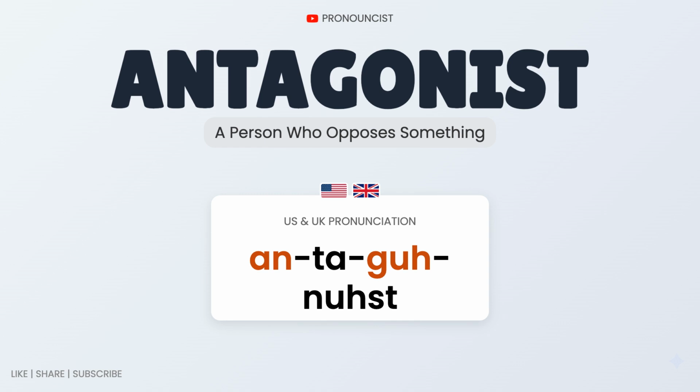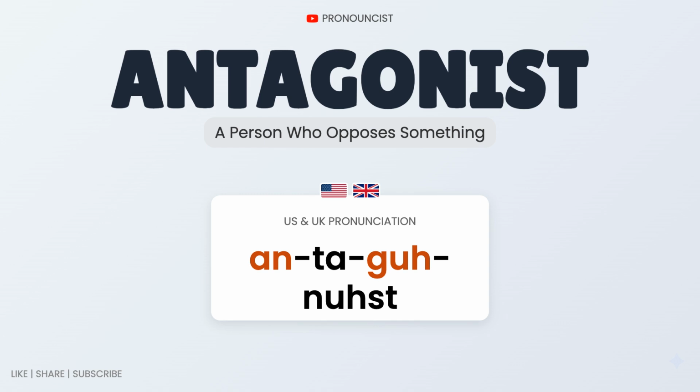Antagonist. Stress t. Keep g soft and end with nust clearly. Antagonist. Practice repeatedly and you'll soon be able to say this word perfectly. The best way to practice is to repeat the syllable multiple times.